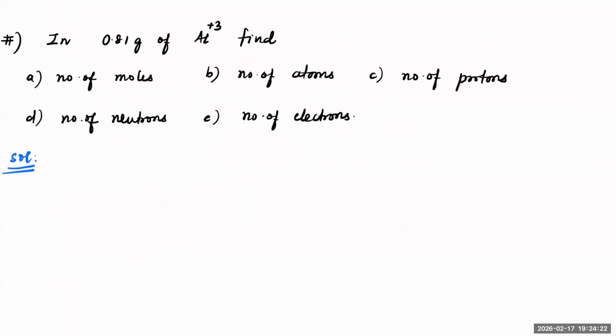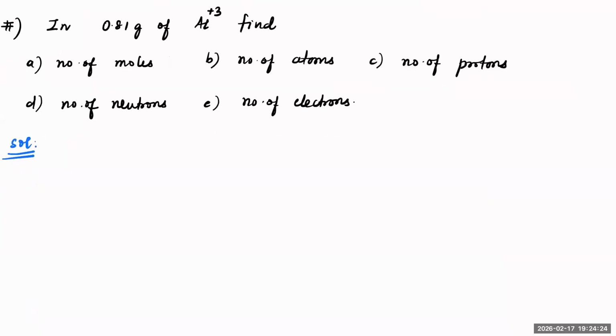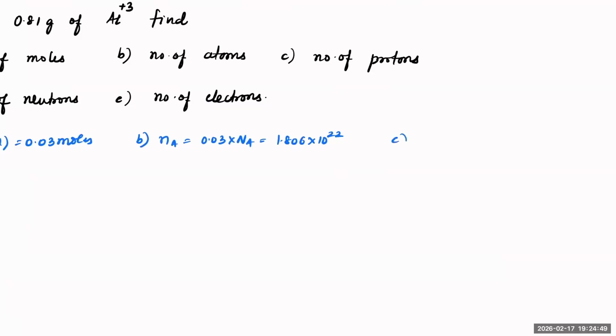Right. Let's discuss the numbers again. What was A? What did you get? Same thing, right? A is no change, 0.03 moles. B is the number of atoms, no change. 0.03 into Na, which is 1.806 into 10 raised to the power of 22. No change there. C is the number of protons, no change. 2.34 into 10 raised to the power of 23.